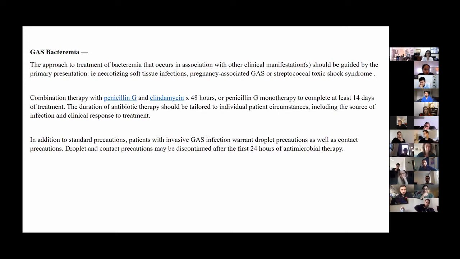And just a reminder that we use droplet precautions, because group A strep is usually carried in the pharynx and is highly contagious, but again, easily eradicated. Okay.